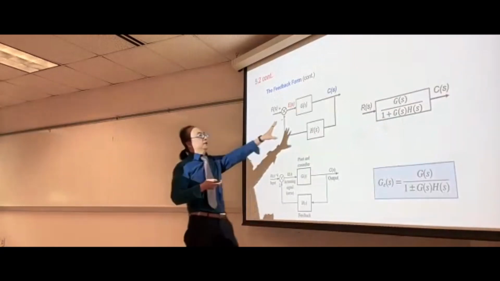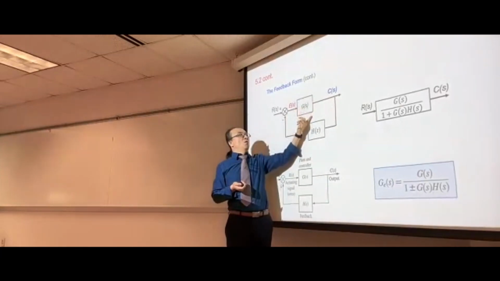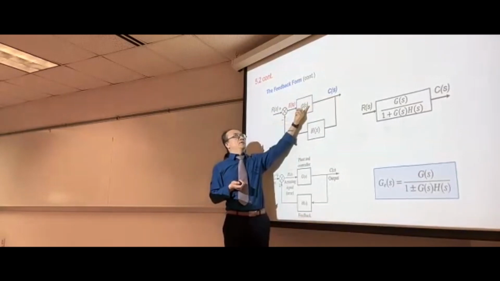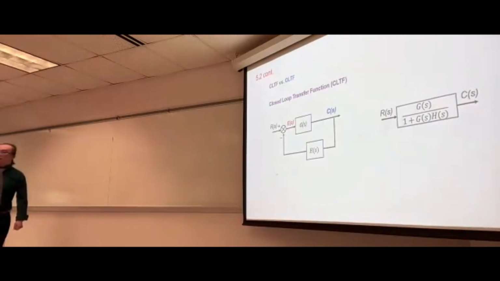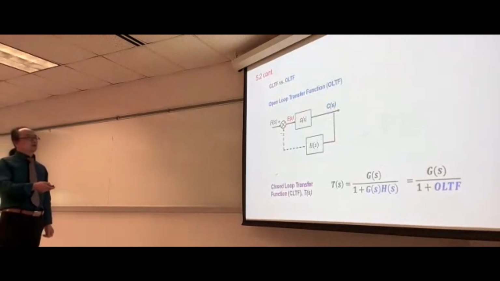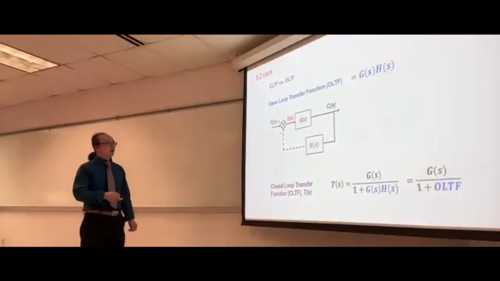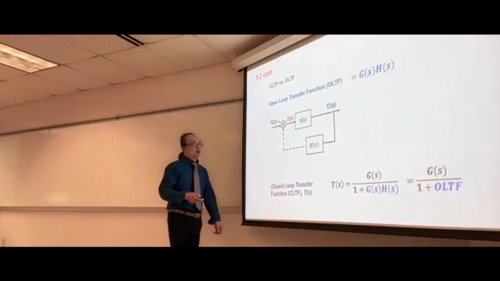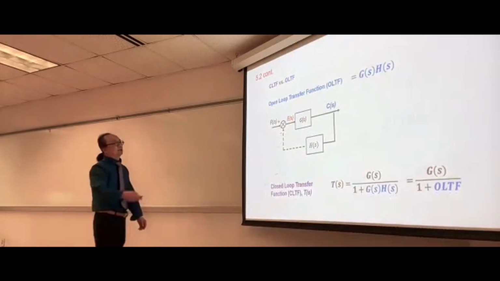So when we combine this, the numerator at the top is G of S over 1 plus, since we have a minus here, G of S times H of S. Briefly, we talked about open loop and closed loop. This is the open loop transfer function, and that equals G of S times H of S. However, the closed loop transfer function is G of S over 1 plus G of S and H of S. That's what we had when we combined these two.